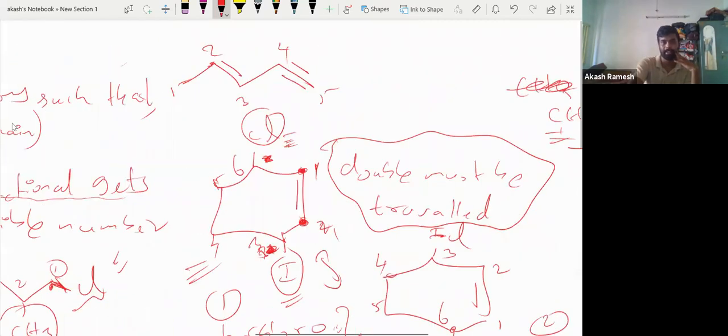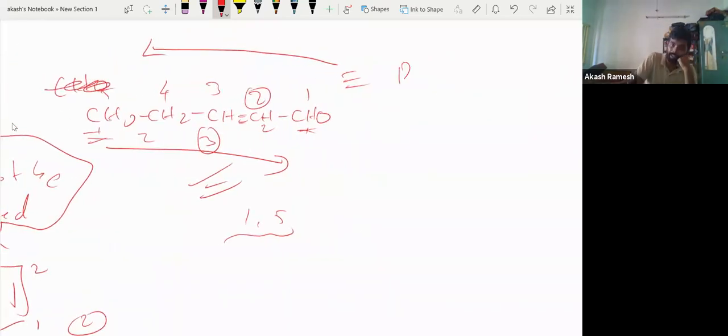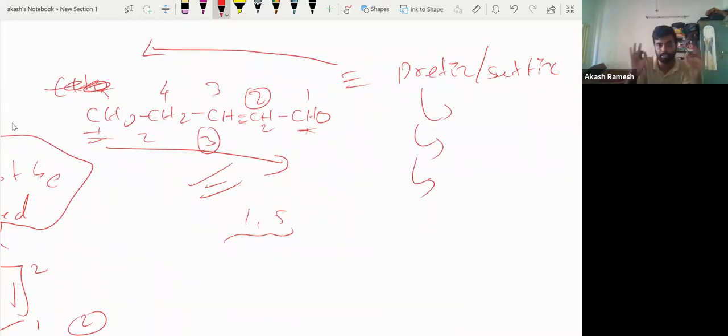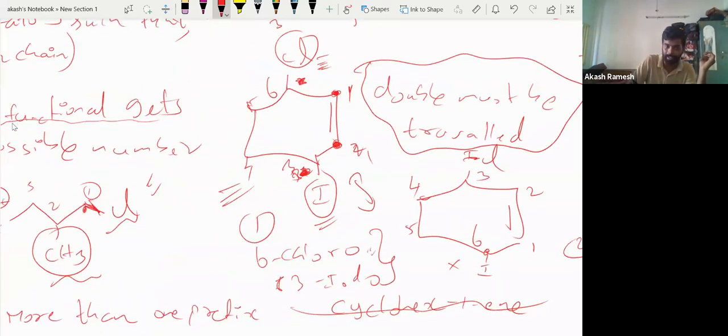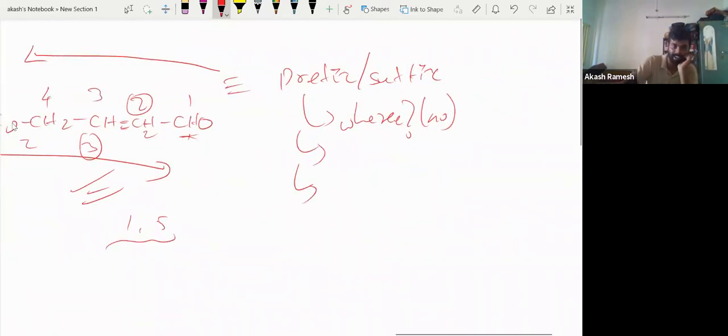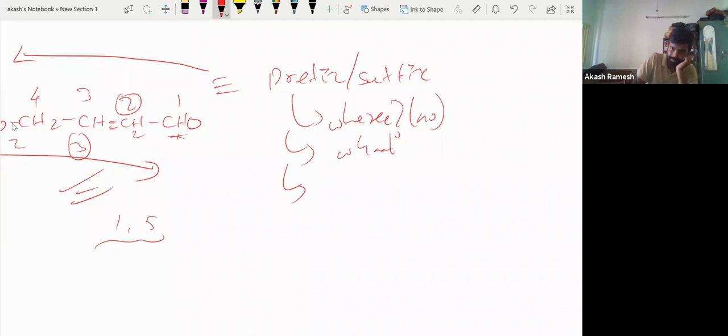And other than this, there are a few points to be noted. Whether it's a prefix or a suffix, I told you 3 pieces of information are a must. One, where. Basically, that talks about the number. Which number? See, chloro is there, it is in 6th position. Iodo is there, it's in 3rd position. So now where, and what. What means which is the functional group, whether it's chloro, bromo, iodo, or say alkene or alkyne.